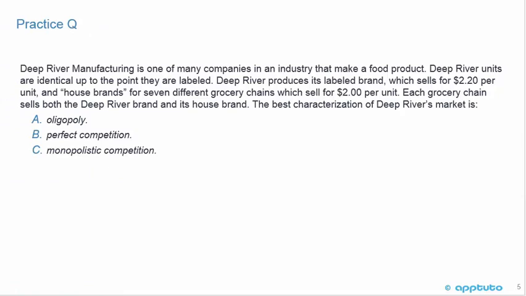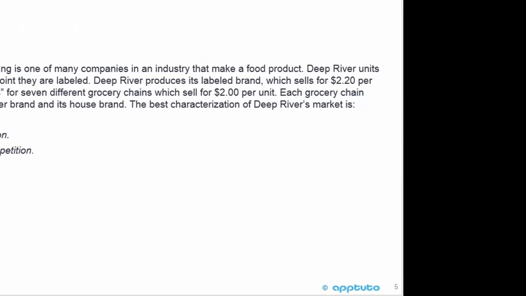And the last practice question for this LOS. Deep River Manufacturing is one of many companies in an industry that make a food product. Deep River units are identical up to the point they are labeled. Deep River produces its labeled brand, which sells for $2.20 per unit, and house brands for 7 different grocery chains, which sells for $2 per unit. Each grocery chain sells both the Deep River brand and its house brand. The best characterization of Deep River's market is A, oligopoly, B, perfect competition, or C, monopolistic competition.